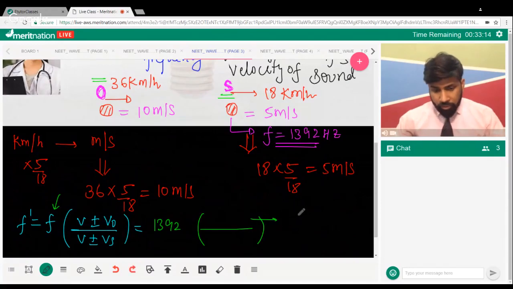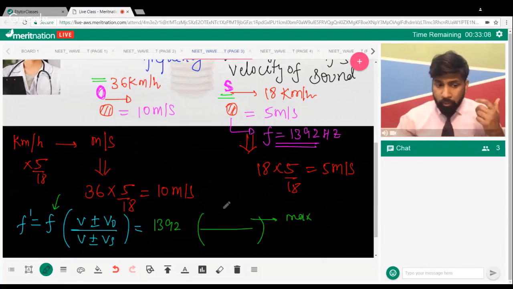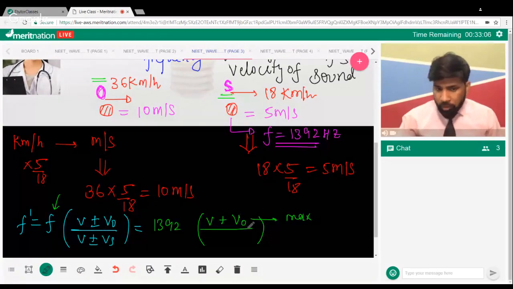Okay, we need to take the maximum value here. How can we take the numerator to get the maximum value? That is only possible when we take v plus v naught. If we take v minus v naught, that will be the minimum, but if we take v plus v naught, it means we are getting the maximum. That's why. Now let's talk about the source.